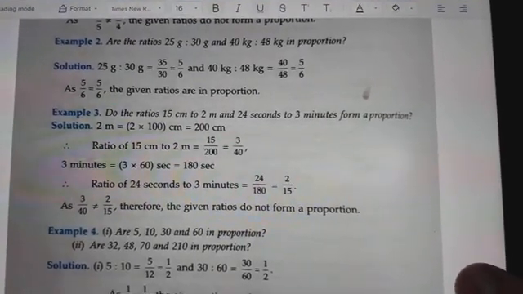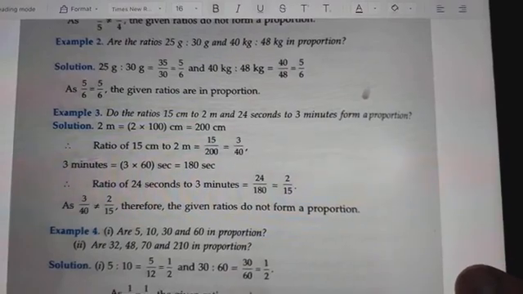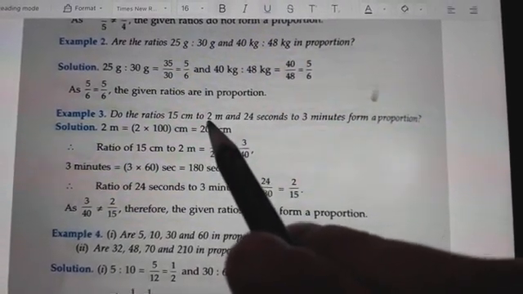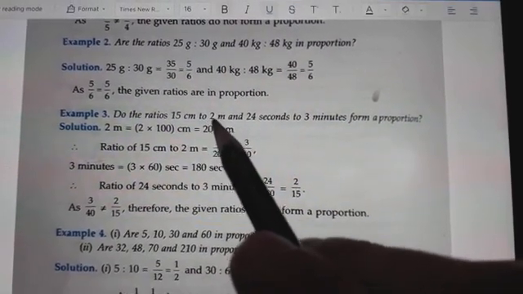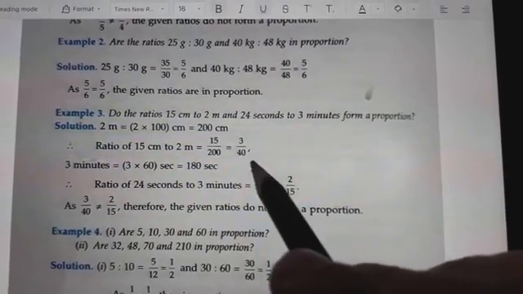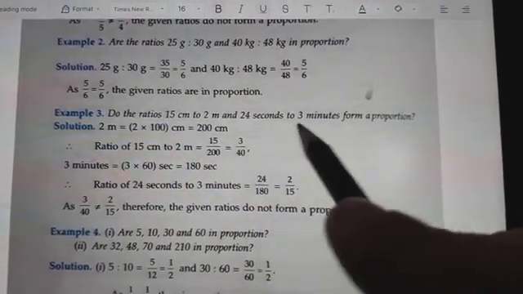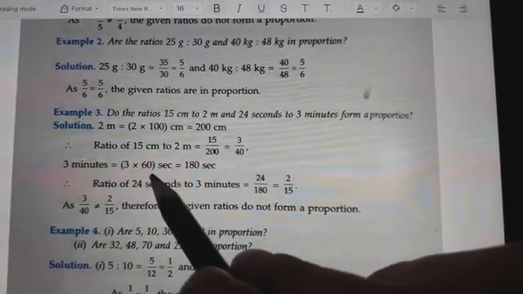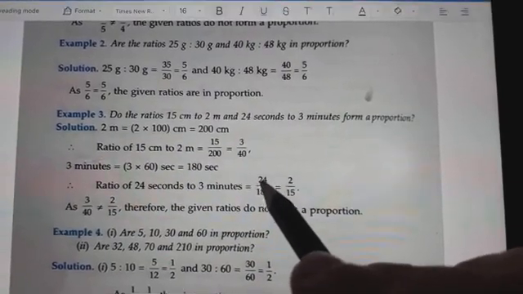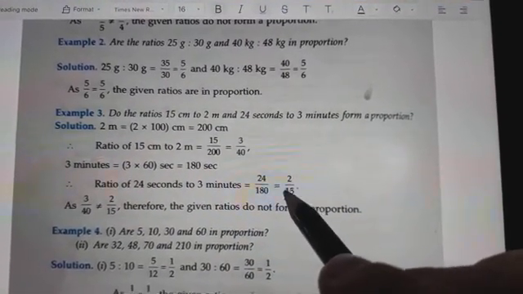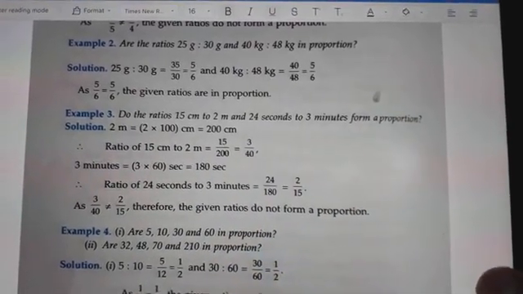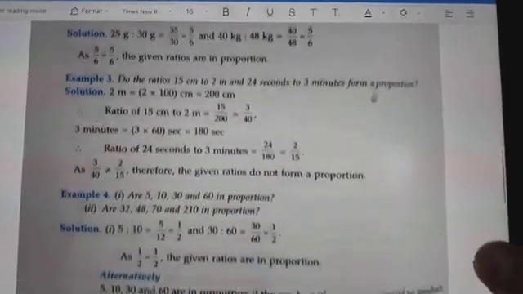Do the ratios 15 centimeter to 2 meter, 24 seconds to 3 minutes form a proportion? First we will convert this into centimeter. We should have the same units, as I already mentioned. So 2 meter is 200 centimeter, and 15 upon 200 becomes 3 upon 40. We will convert the minutes into seconds by multiplying by 60, which gives 180. 24 upon 180 becomes 2 upon 15. So 3 upon 40 is not equal to 2 upon 15, hence they are not in proportion.